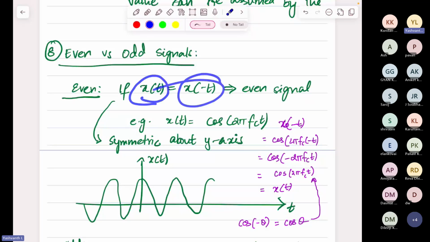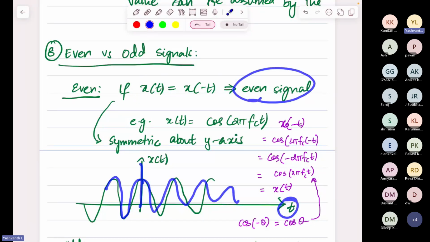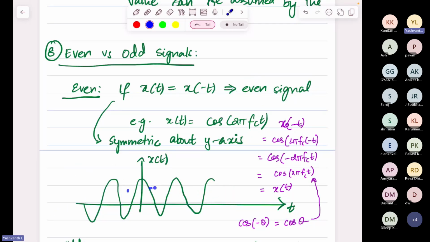Geometrically, what it means is that if you take the positive axis on the time domain, it is a mirror image of the signal on the negative time domain. If the signal is symmetrical about the y-axis, that is the t equal to 0 axis, then such signals are going to be even signals.